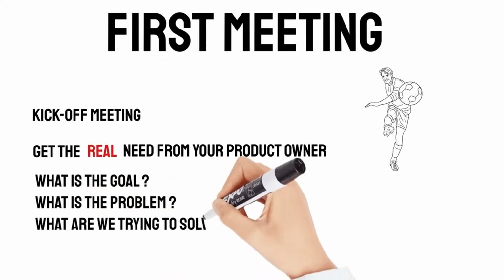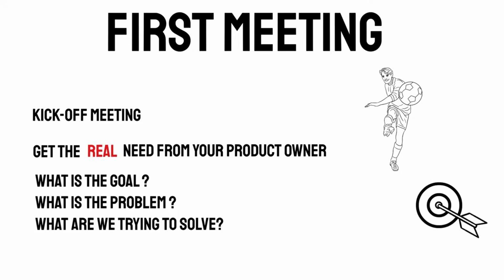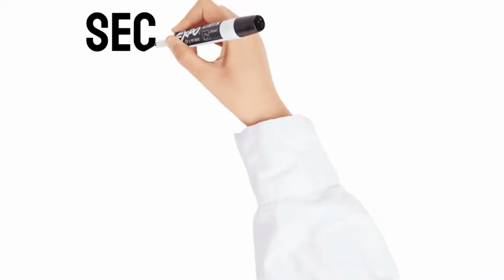In order to understand the real problem, I've created already a dedicated video for this. I will just link it up here. So please make sure to watch this first so you understand the key of problem solving first. So after you've watched this video, and in order to understand the real problem of your product owner, it's now time for the next step, the second meeting.